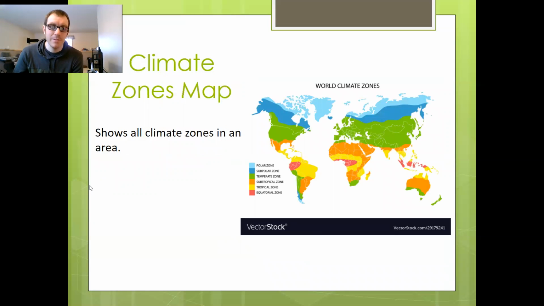Our third type are climate maps, and they show all the climate zones in an area. So this is a world climate map, but you could also look at a US one or a Wisconsin one and see what climates are like in different areas. So what is the use of this? Well, it's to get an understanding of why certain areas are similar.